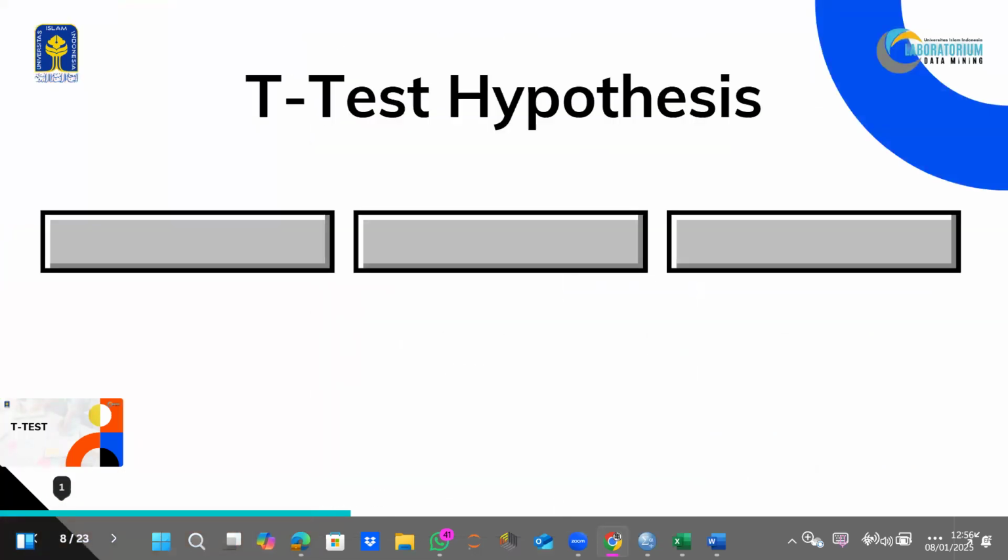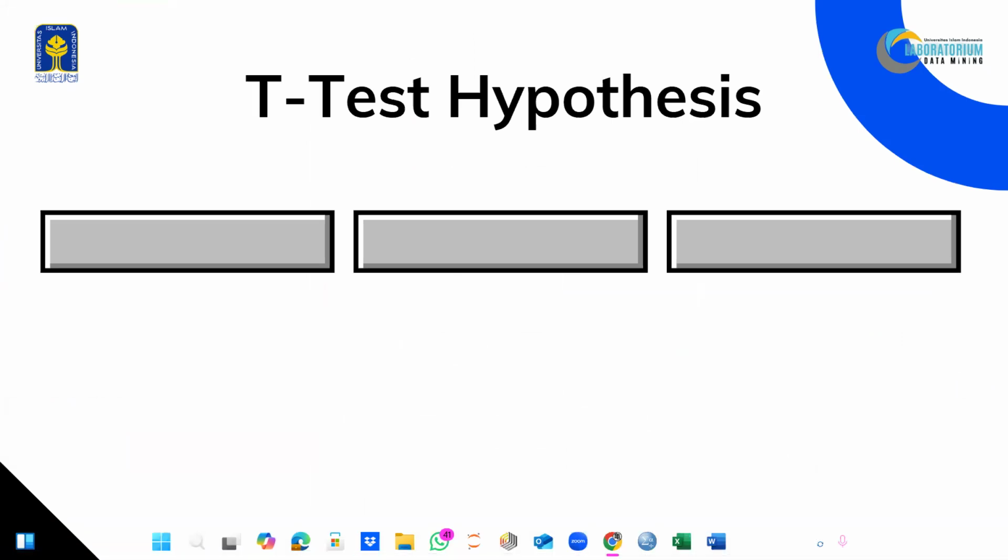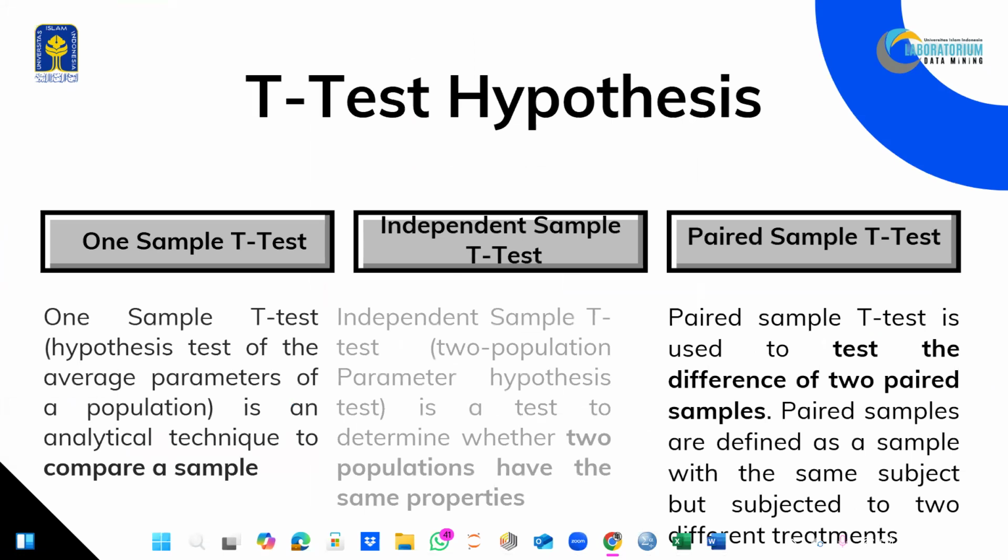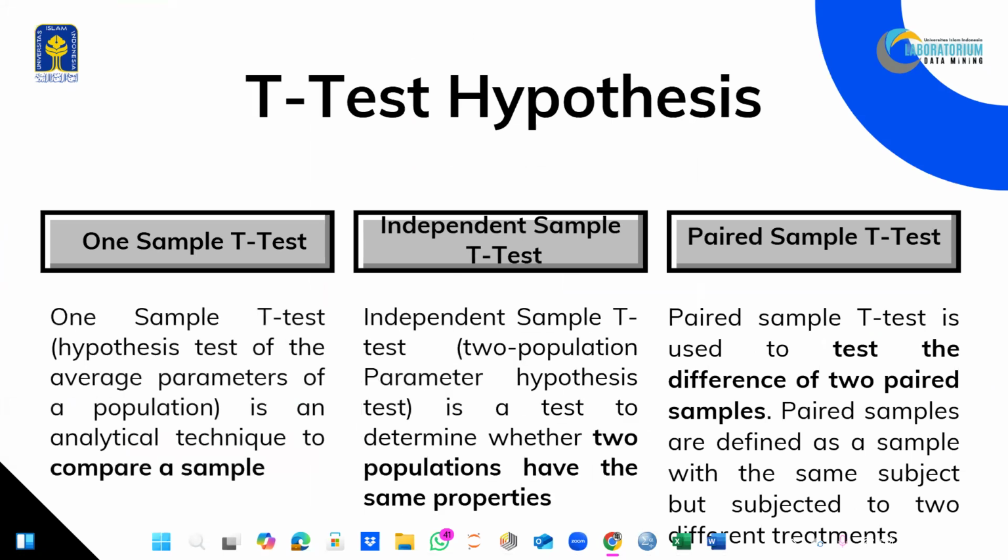Do you know? There's a theory. Okay, if no one knows, I just want to share it with you. The first is the one sample t-test. One sample t-test is a hypothesis test of the average parameter of a population. It's an analytical technique to compare a sample. So the goal of the one sample t-test is to compare one sample.